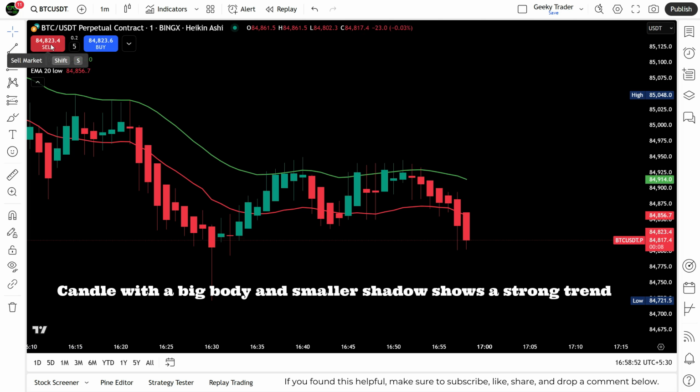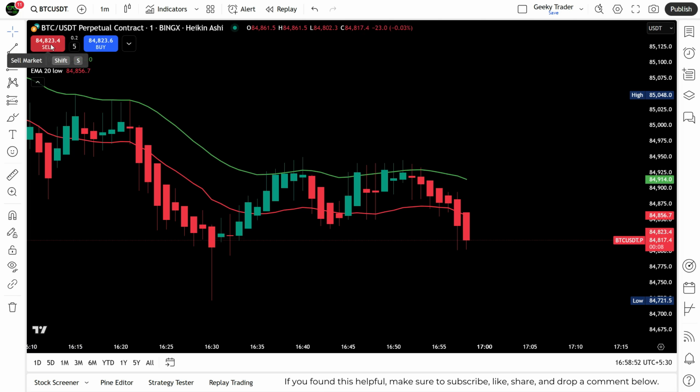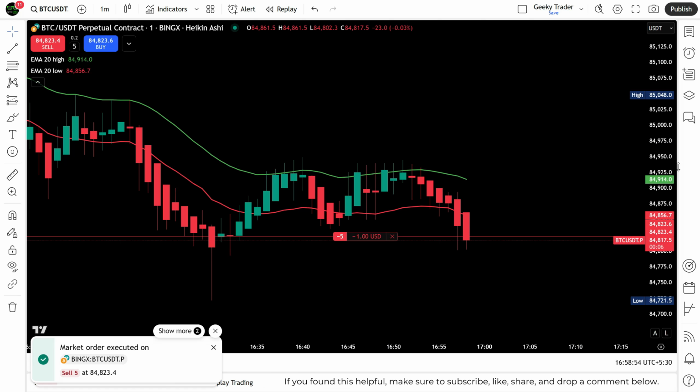Big candle body, small shadow. This indicates a strong trend with clear momentum in one direction. Sellers, in this case, are in control, pushing the price down aggressively. The smaller the shadow, the stronger the conviction behind the move. Since this candle has a large body and a small shadow, it confirms strong selling pressure.